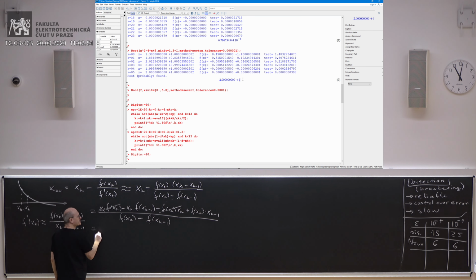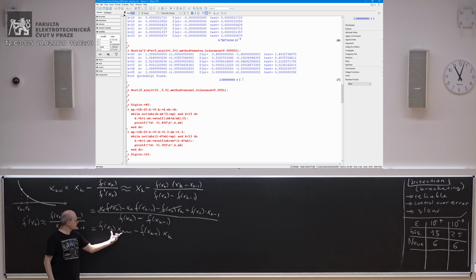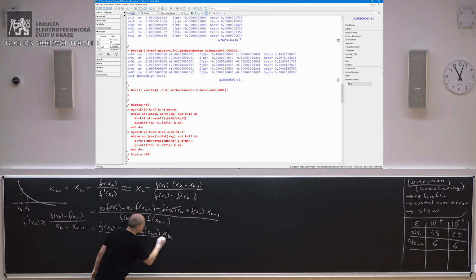Let's write it nicely. Which order do I prefer? OK, I'll start with that one. f(xk), xk minus 1. Minus f(xk minus 1), xk. So you can see that the indices just switched. So that's nice. It's a nice picture to have. And in the denominator, I'm just subtracting f's without those x's. So it's a very nice formula.